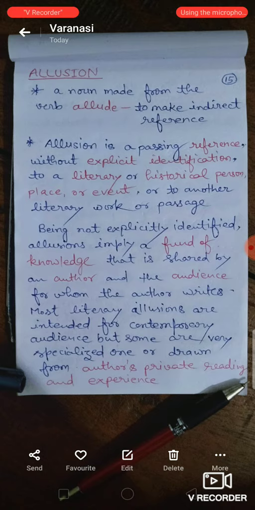So it generally happens that most literary allusions are intended for a contemporary audience, but some are very specialized, or drawn from the author's private reading and experience. So some allusions come with the reading of the writer. When a writer reads some other author, he finds something useful for his own writing, and he alludes to it. So that allusion comes in his work.